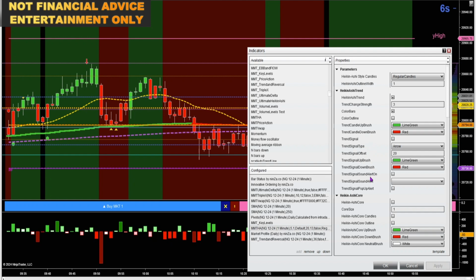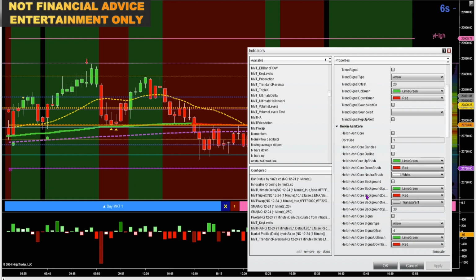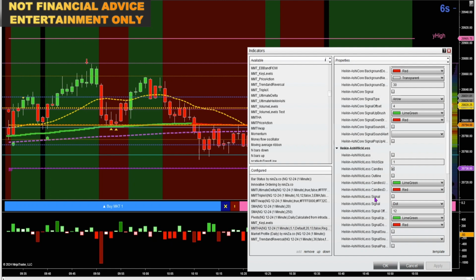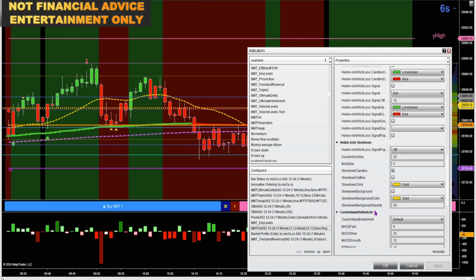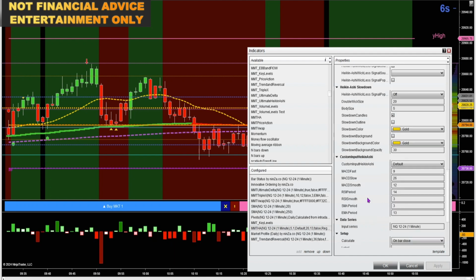And again, this is just one of the features. I've got one that measures body size, one that measures wick size, a slowdown feature with some custom options that I will talk about in future videos, and also custom inputs. On a normal Heiken Ashi indicator, if you change the input series, it will have no effect. But I've created custom versions of the MACD, RSI, SMA, EMA, and there's others coming as well. And then the Heiken Ashi calculations will be based on different oscillators and moving averages.